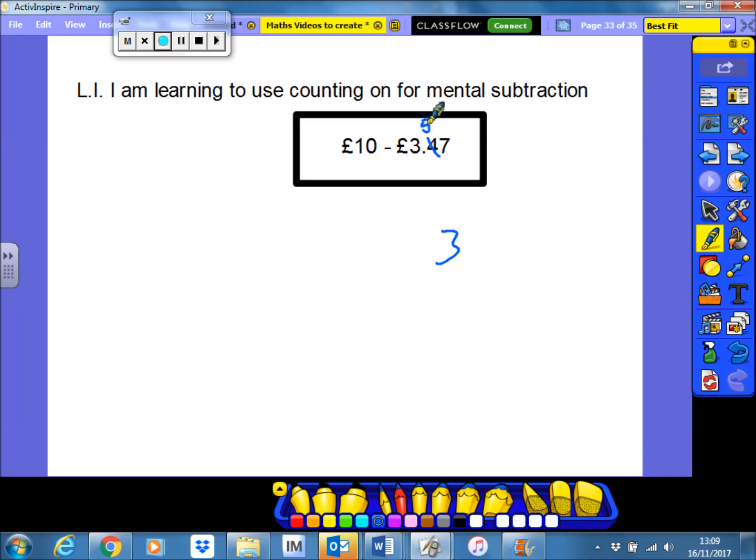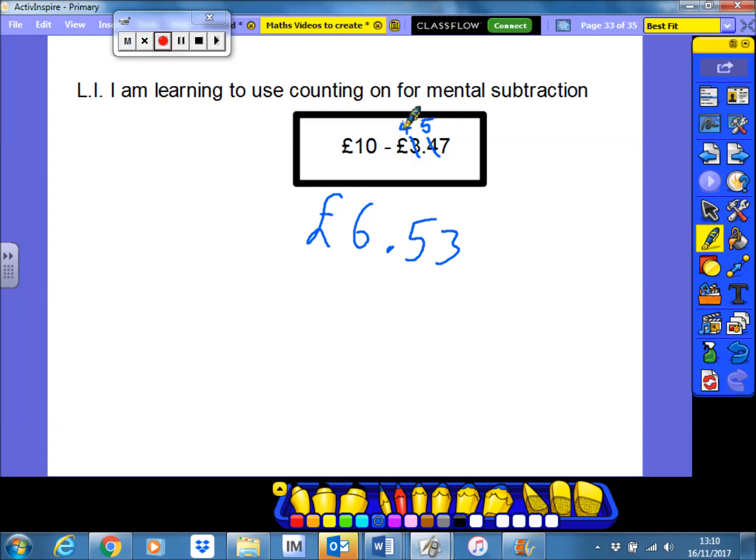So I'm now at 3.50. How much do I need to add on to make this into £4? We're counting on to the next pound. The answer is 50p. I go from 3.50, 3.60, 3.70, 3.80, 3.90, £4. So I added on 50p there. Now, this is not £3 anymore. It's now £4. Because it's now £4, I'm not going to be adding on 7 to get to £10. I'm only going to be adding on 6 to get to £10.